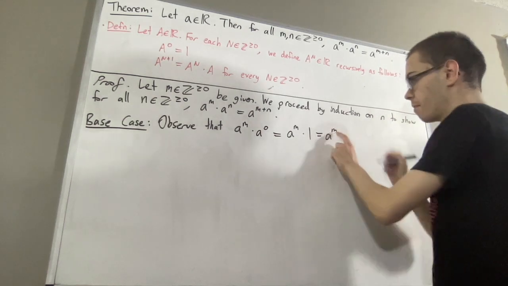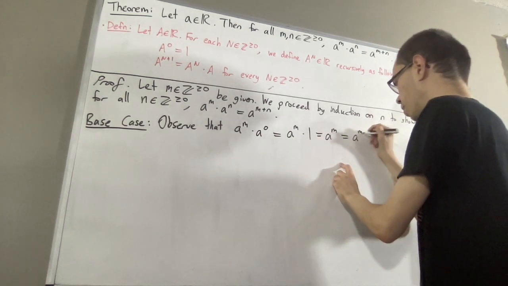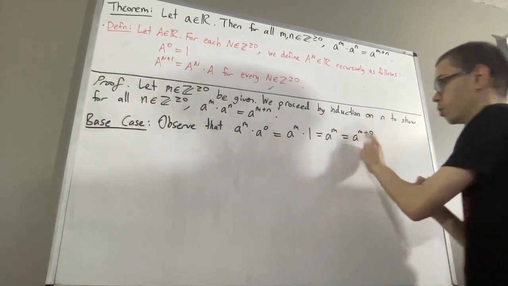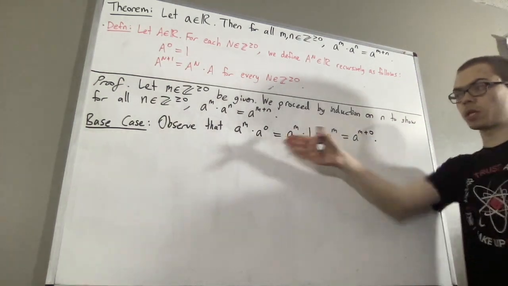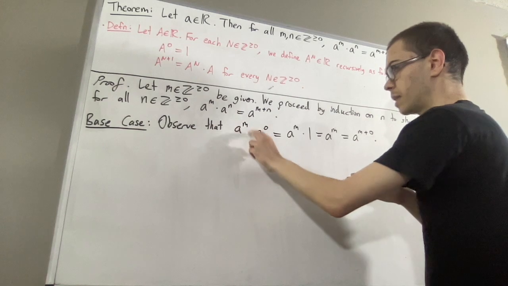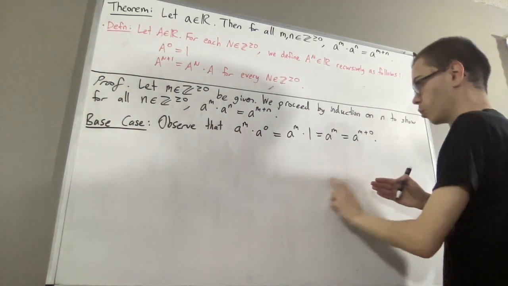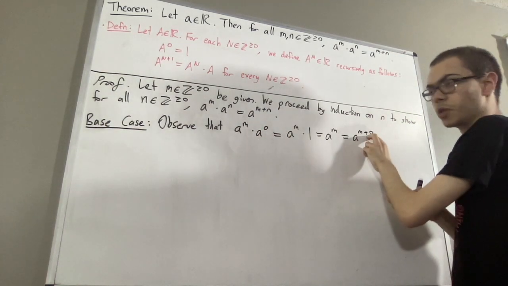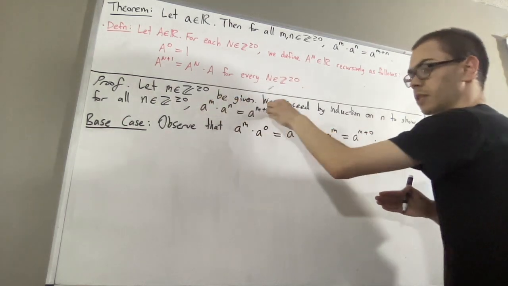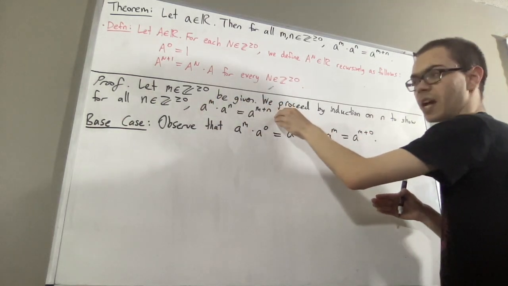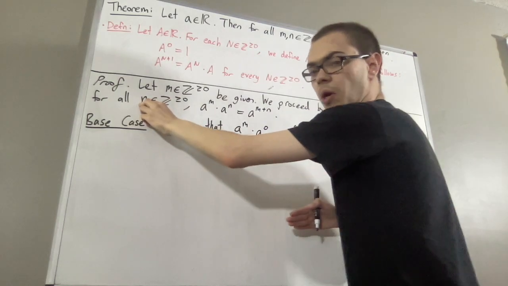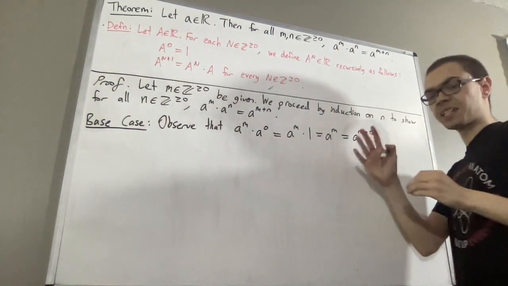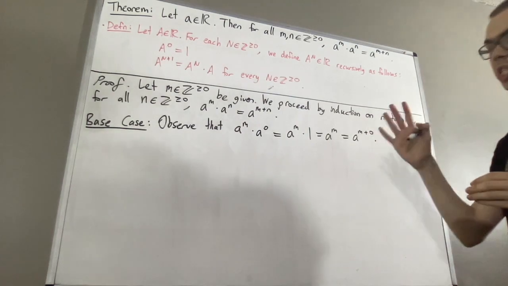And then we can take the m, replace it with m plus 0, right? Because m is equal to m plus 0. And so we're done. We see that a to the power of m times a to the power of 0 is equal to a to the power of m plus 0. So we have shown that this equality is true in the case where n is equal to 0. So this completes the base case. Now let's move on to the induction step.